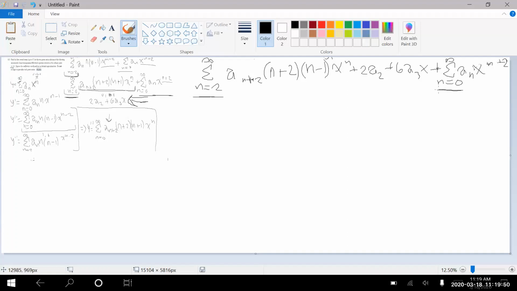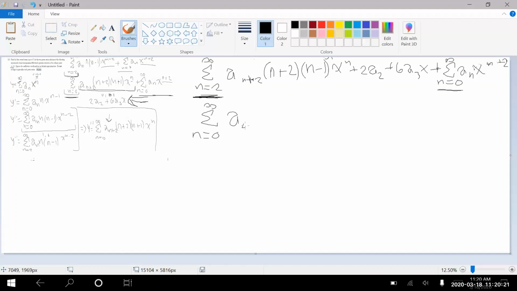So what I'm going to do is re-index this again. So hopefully that makes sense. I'm going to re-index this again to n equals 0. So we have n equals 0, and when I subtracted the 2 here, I have to add it everywhere else.